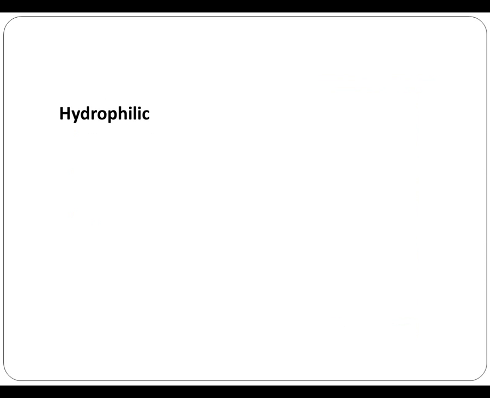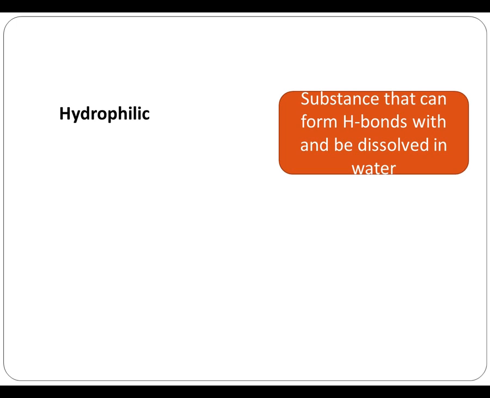Not everything can be dissolved in water. Not everything can form hydrogen bonds with water. However, those substances that can, you can categorically call them hydrophilic. Hydro, the prefix hydro means water. Philic means loving. Hydrophilic substances are called water-loving, or more technically you could say water-soluble. In other words, they can form what with water? Hydrogen bonds.